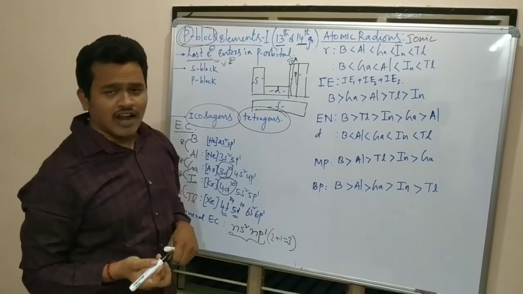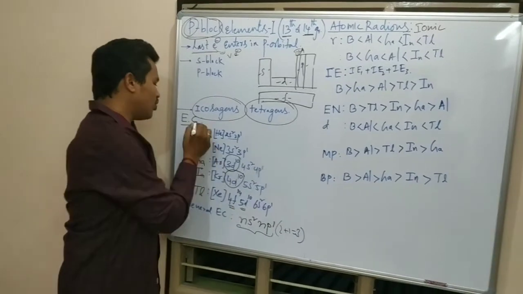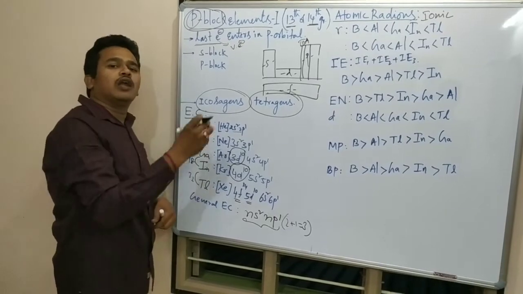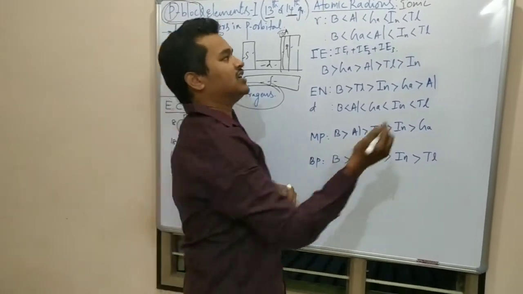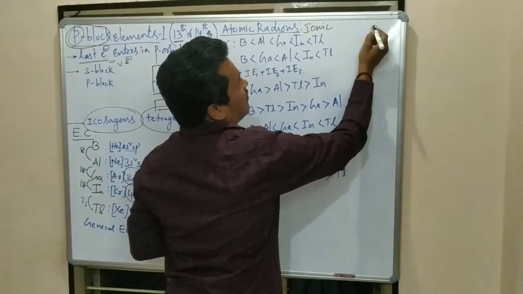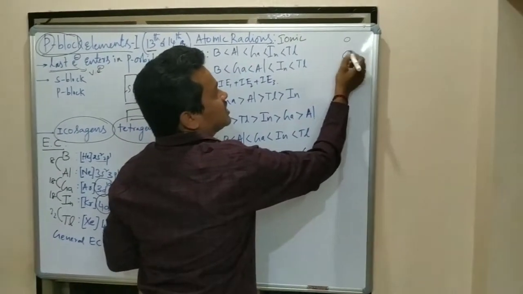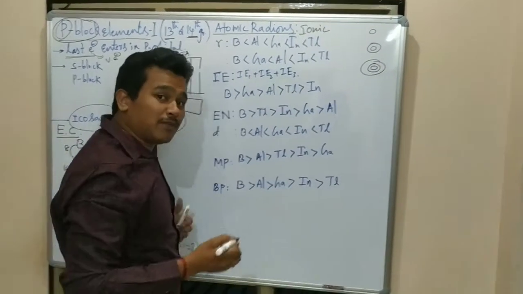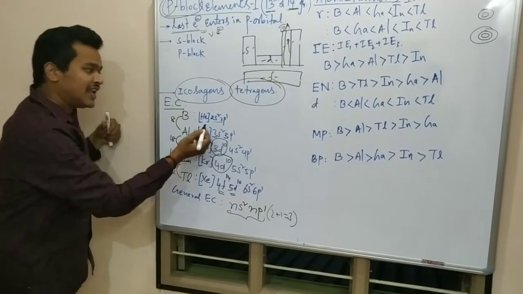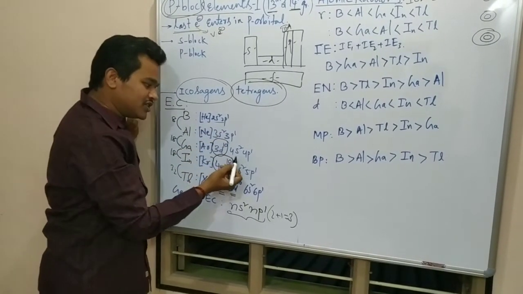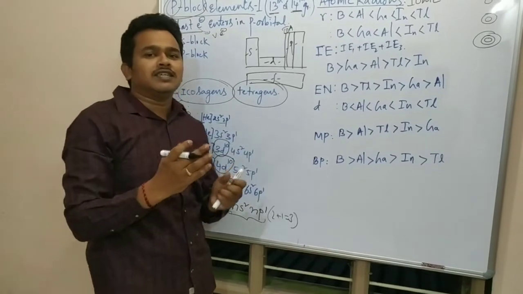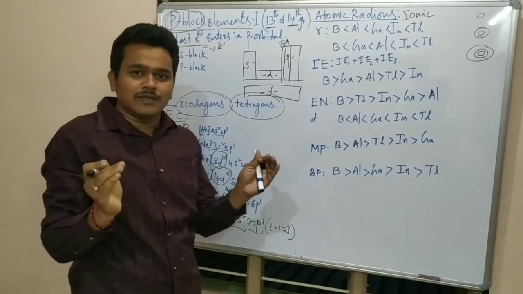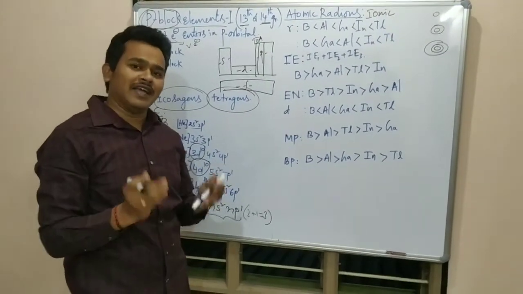Here, as per our knowledge, going down the group, boron to aluminium, aluminium to gallium, gallium to indium, there is an increase in the shell number. We can observe that in the electronic configuration: here the second shell, here the third shell, the fourth shell, the fifth shell. There is an increase shell by shell. When the shell number increases, there is an increase in the atomic size.